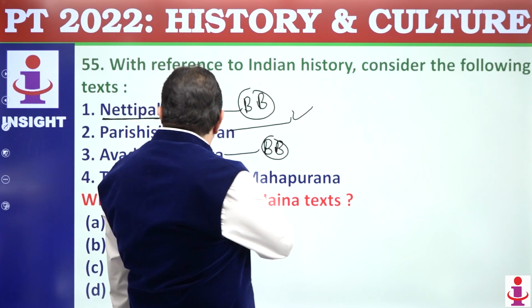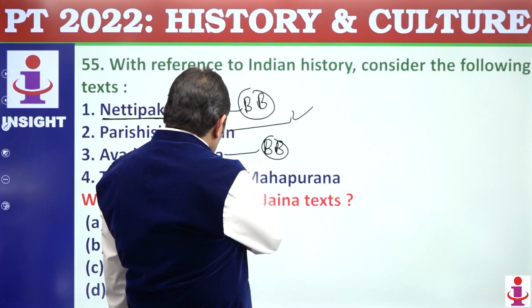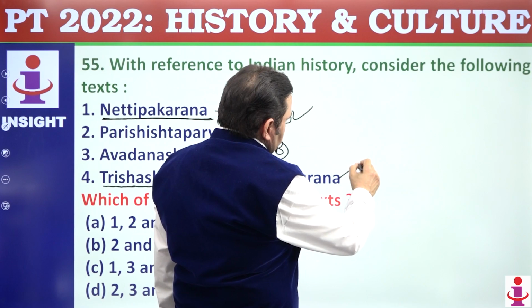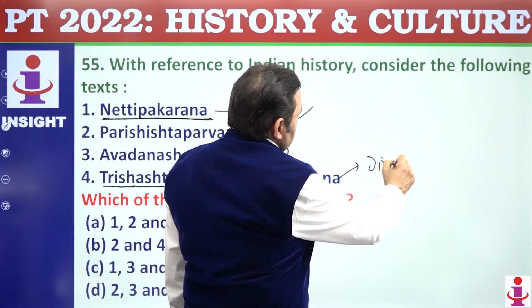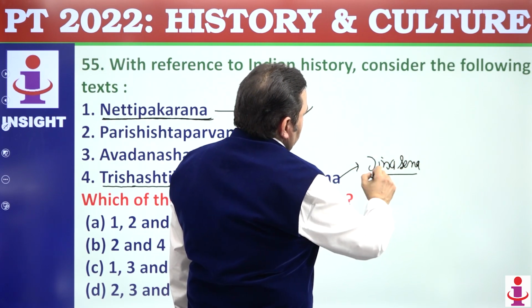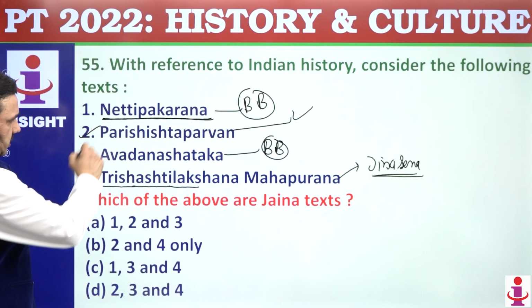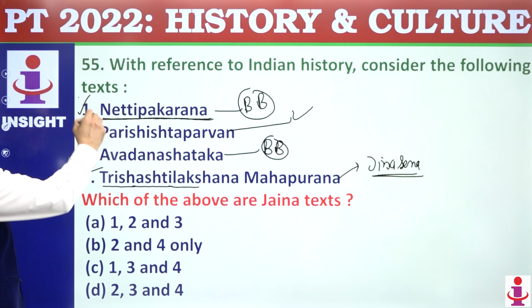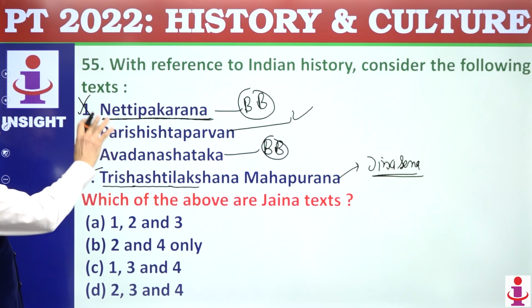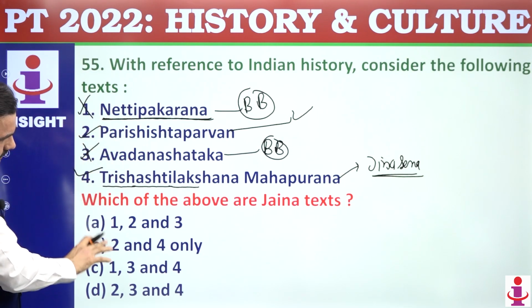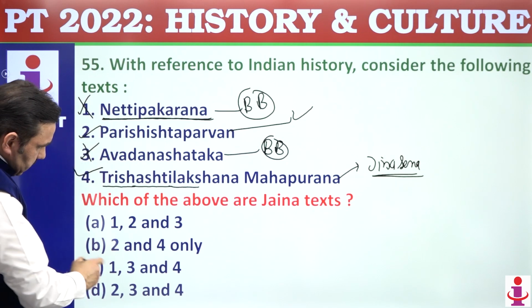And Trishashti Lakshana Mahapurana was written by Jinsena. Jinsena was also a famous Jaina scholar in ancient times. So 2 and 4 are Jaina, 1 and 3 are Buddhist. So 1 and 3 are not part of the Jaina literature. The answer is 2 and 4. Option is B.